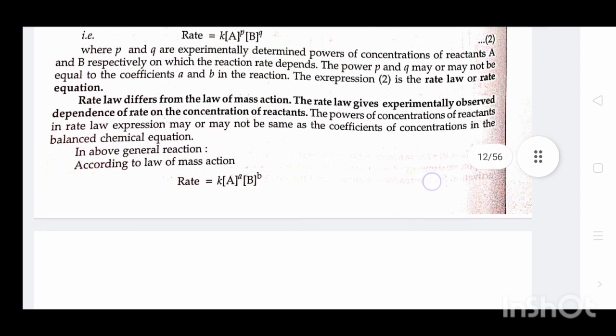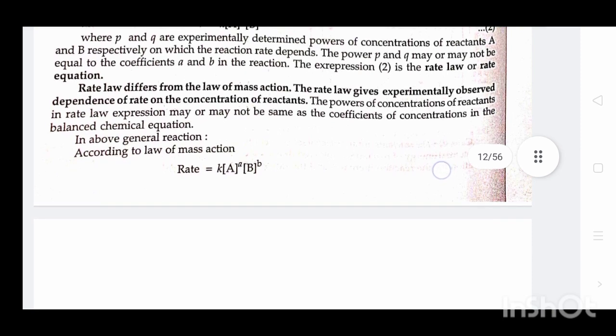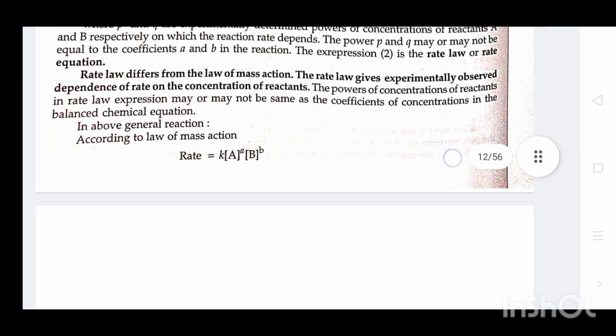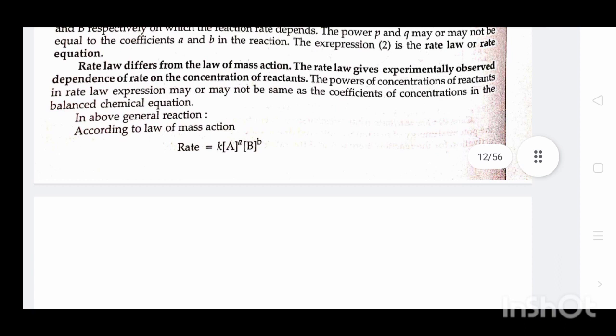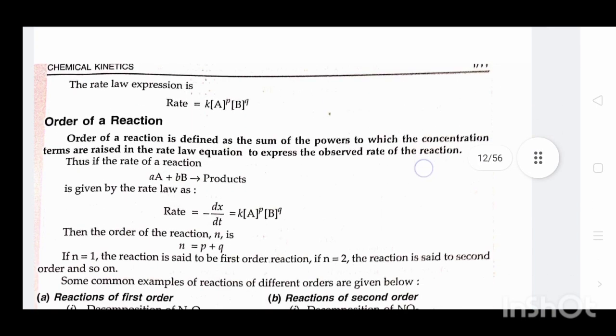Rate law differs from the law of mass action. The rate law gives the experimentally observed dependence of rate on the concentration of reactants. The power of concentration of reactants in the rate law expression may or may not be the same as the coefficient of concentration in the balanced chemical equation. In the above general equation, according to the law of mass action and the rate law expression, we have order of reaction.